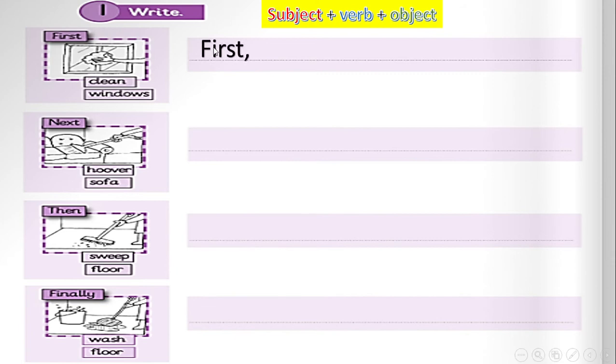First, this is the time sequence word. First. Then I need what, my students? Subject. Then I, here, I. What is the verb? What is the action here, my students? I clean. Very good. The action here, the verb is clean. I clean what, my students? I clean the window. Very good. So here I have a correct sentence. First, I clean the window.